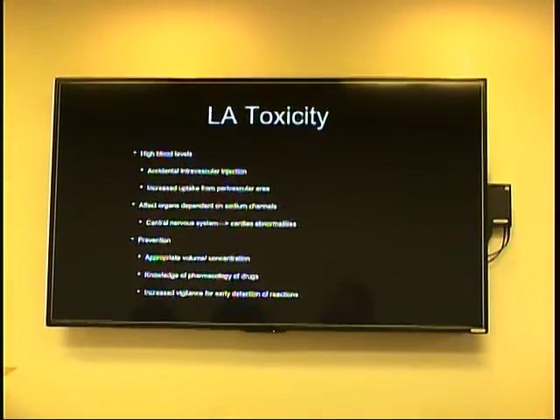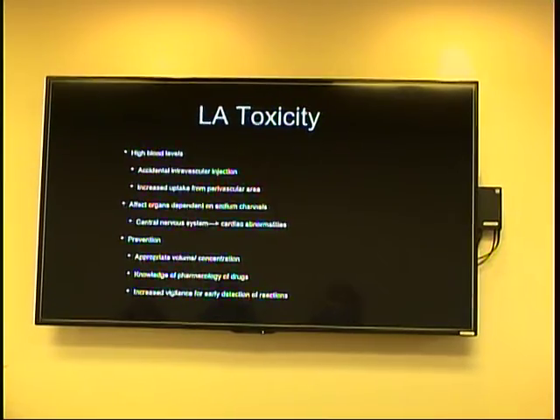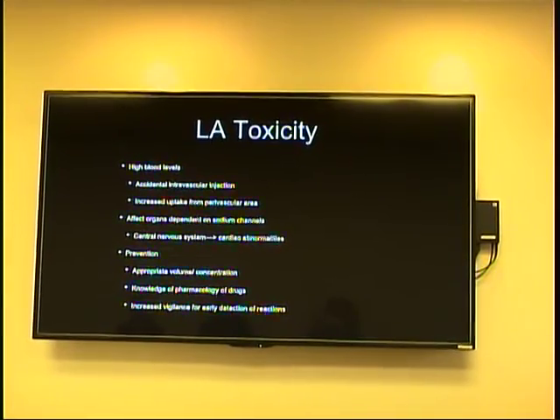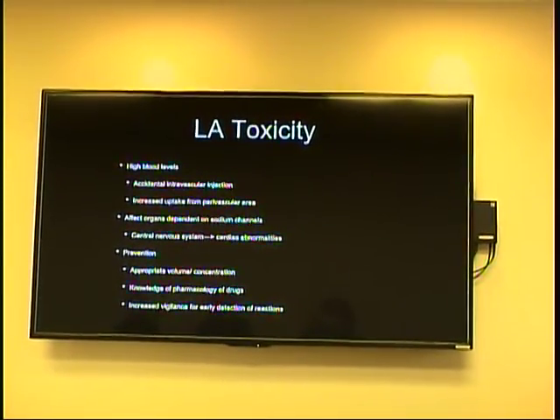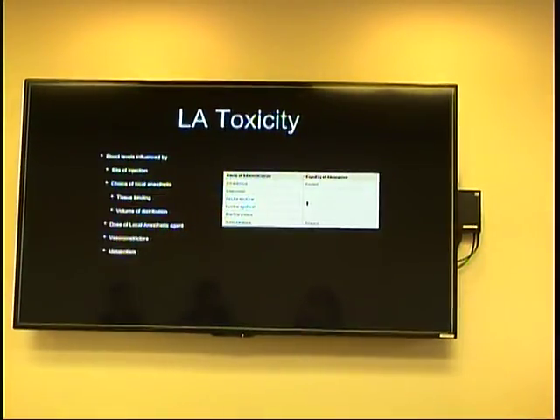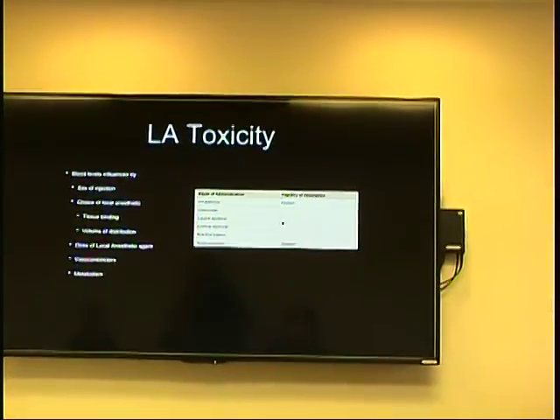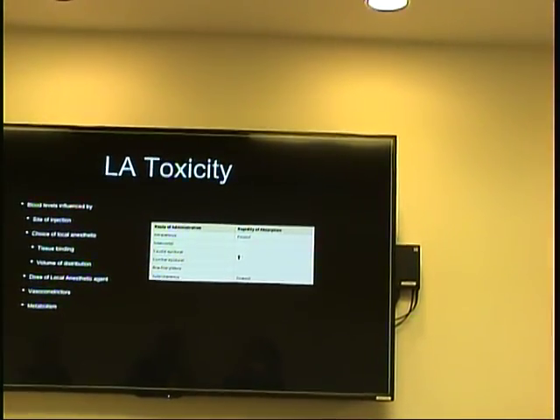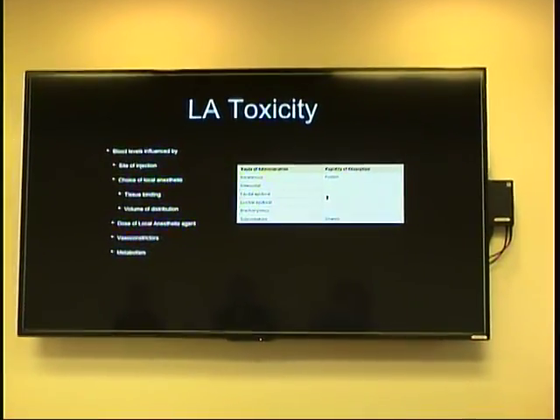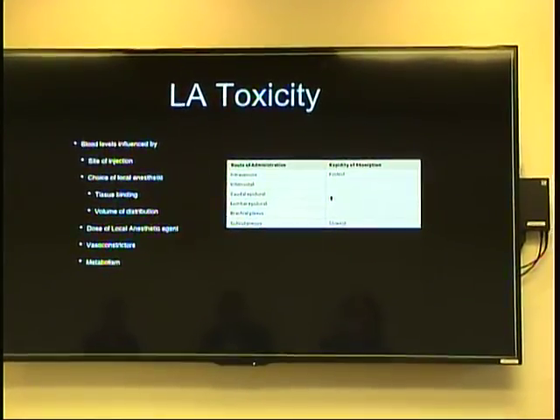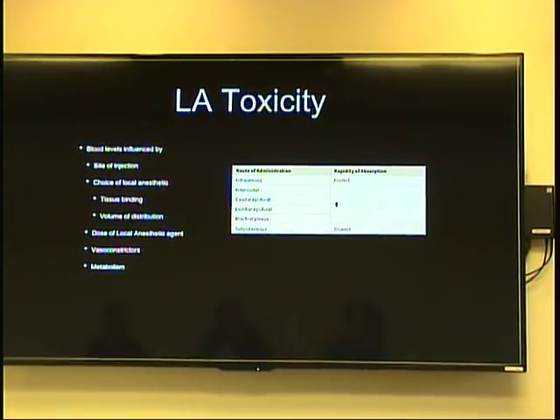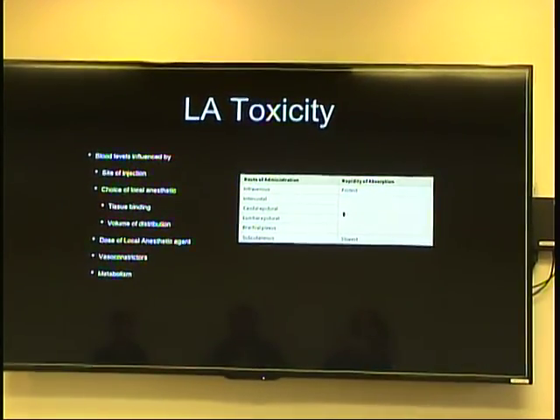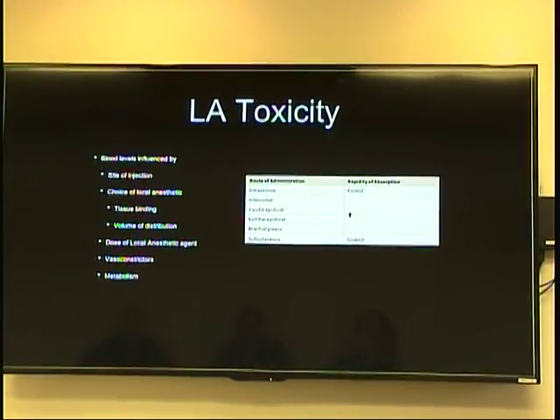So what can we do? Prevention is key. We make sure we're using the appropriate volume and concentration of the drugs, understanding the pharmacology of the drugs, which we talked about briefly, and maintaining increased vigilance for early detection of reactions. Regarding the perivascular area, intravenous is going to be the most rapid absorption, then intercostal, caudal, the lumbar epidural, which is important for OB, the brachial plexus, and subcutaneous being the least.